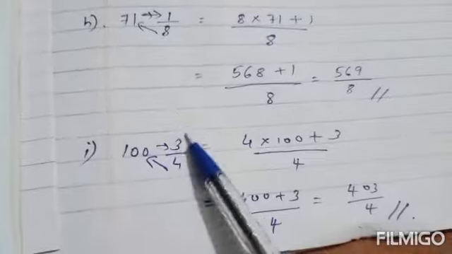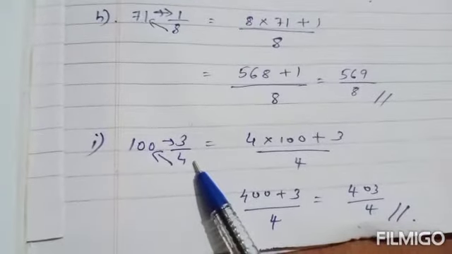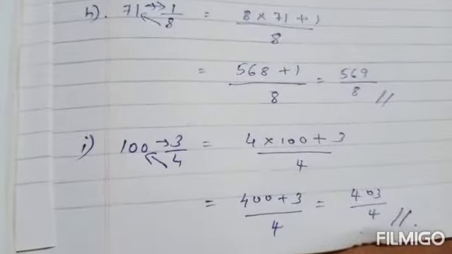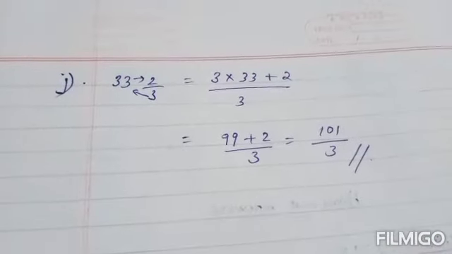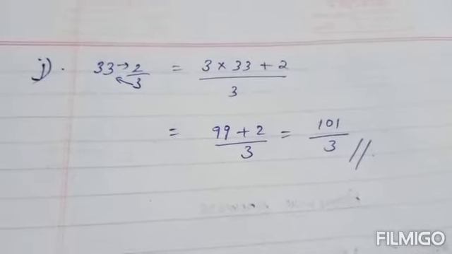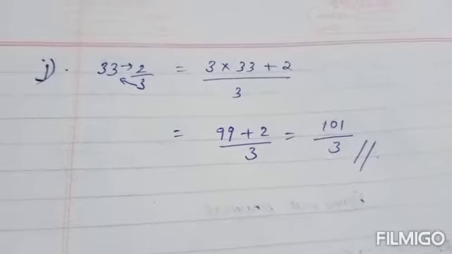Next, 103 by 4. On converting to improper fraction, you will get 403 by 4. J: 33 2 by 3. On converting to improper fraction, you will get 101 by 3.